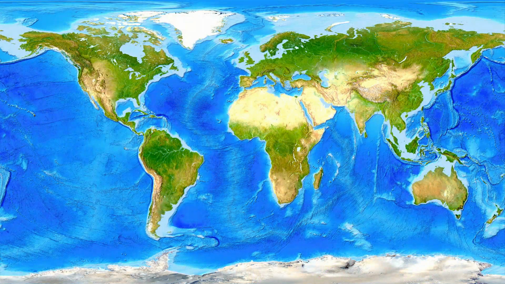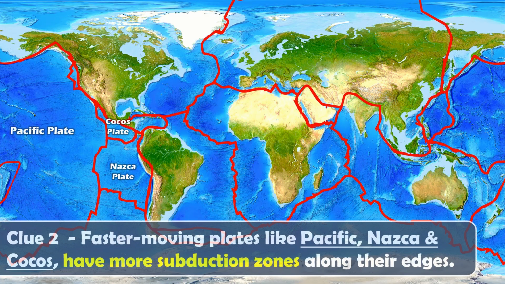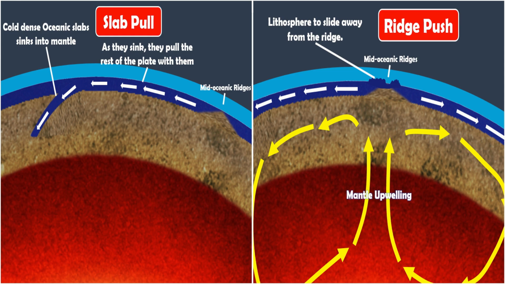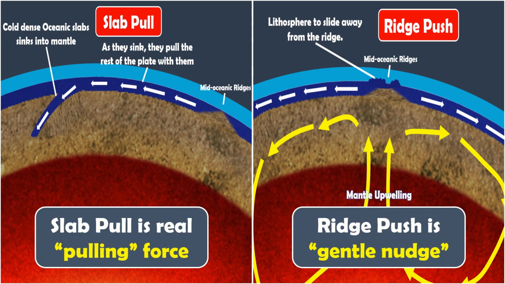For example, the Mid-Atlantic Ridge is taller than the East Pacific Rise, yet the seafloor spreads more slowly there. Another clue is that faster-moving plates tend to have more subduction zones along their edges. Plates like the Pacific, Nazca, and Cocos move quickly and are actively subducting as well. These observations suggest that ridge push is like a gentle nudge, while slab pull is the real pulling force driving most of the action.